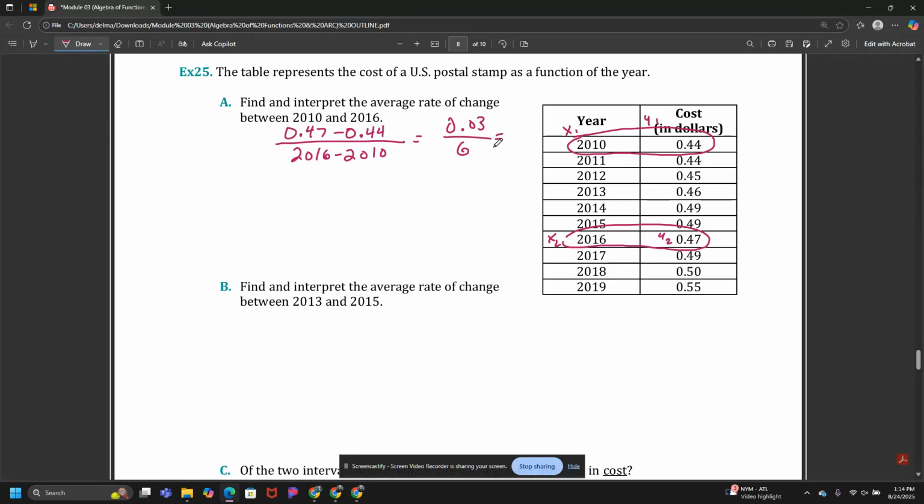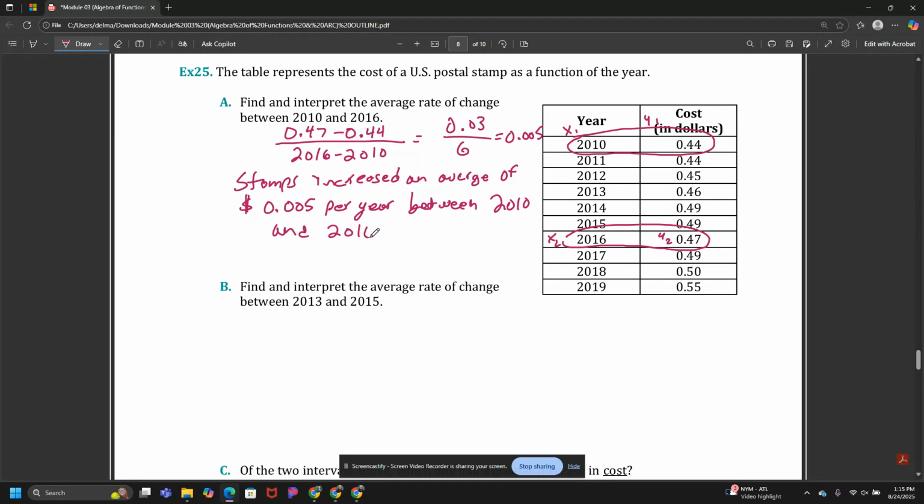And then I divide that. I'll pause for a second and give you all the chance with your calculator. But that's 0.005. So stamps increased an average of 0.005 per year between 2010 and 2016.